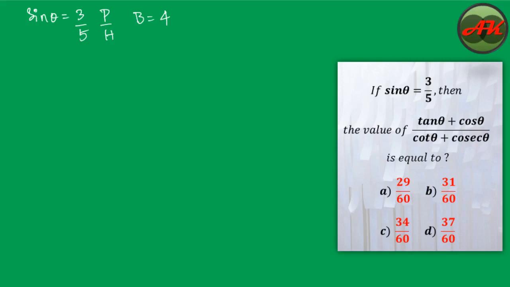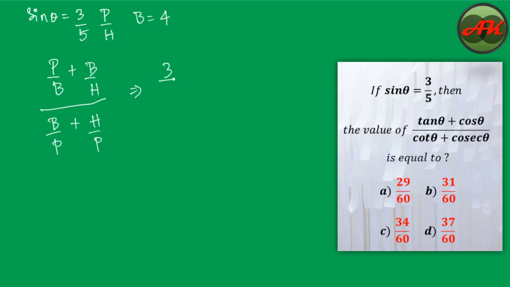Okay, let me write this. Tan theta as perpendicular by base plus cos theta as base by hypotenuse, divided by cot theta is base by perpendicular plus cosecant theta is hypotenuse by perpendicular. Okay, we know the values, so by directly substituting this.